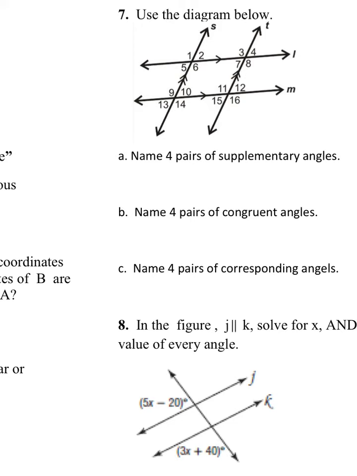So again, different sides, but outside the two lines. So 1 and 14, 3 and 16. Alternate exterior. So all kinds of angle combinations we have in here. You just need to try to know which ones are either equal to each other, congruent, and which ones are supplementary.